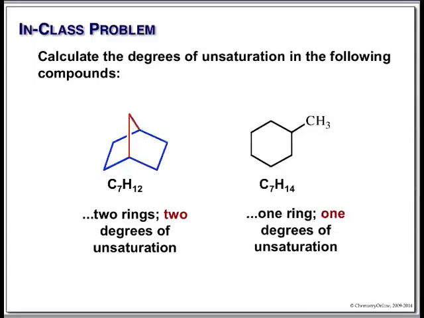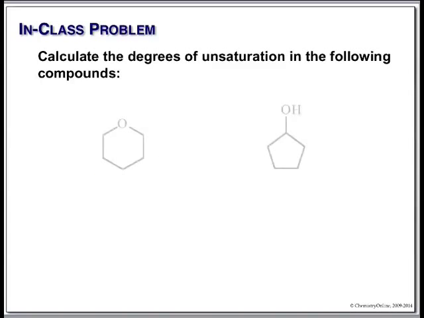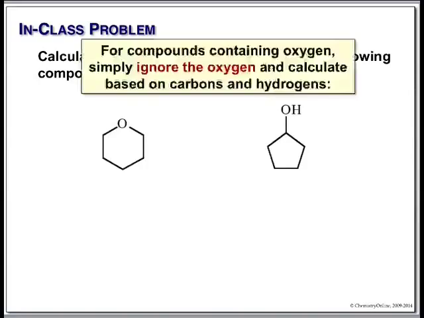Now we know that organic compounds don't just contain carbon and hydrogen. If you happen to have a halogen, you would just convert it in your mind to a hydrogen and go with it, because it's the same thing. Oxygen. What you do with oxygen is you simply ignore it. Just ignore it. Pretend it's not there.